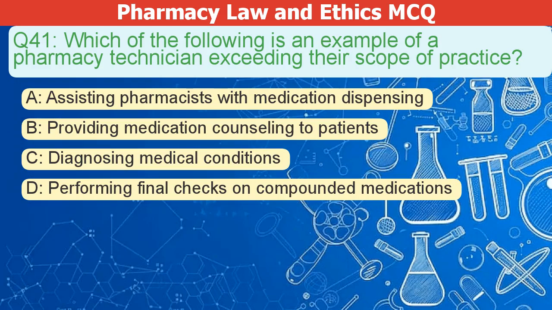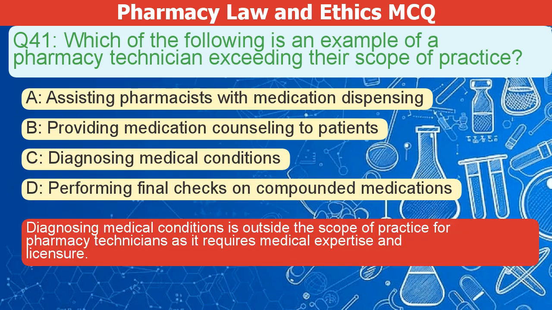Which of the following is an example of a pharmacy technician exceeding their scope of practice? A. Assisting pharmacists with medication dispensing. B. Providing medication counseling to patients. C. Diagnosing medical conditions. D. Performing final checks on compounded medications. The correct answer is C. Diagnosing medical conditions is outside the scope of practice for pharmacy technicians. It requires medical expertise and licensure.